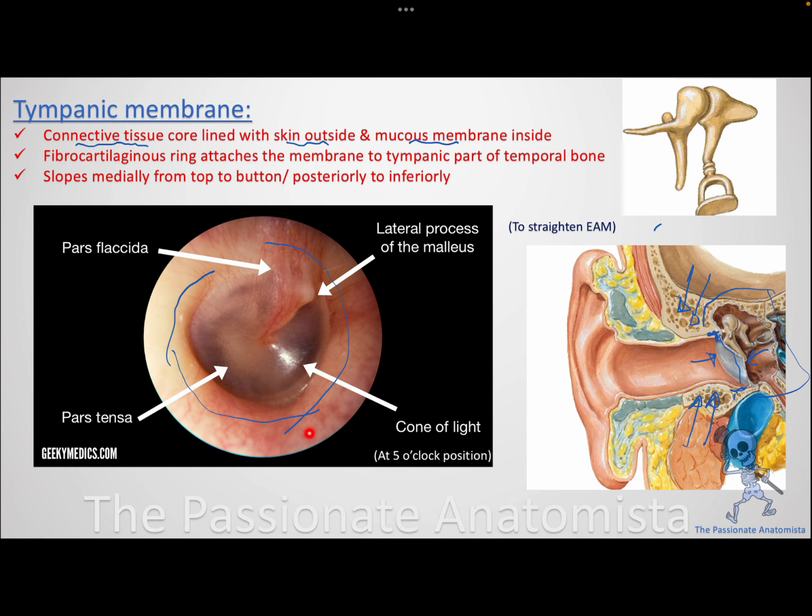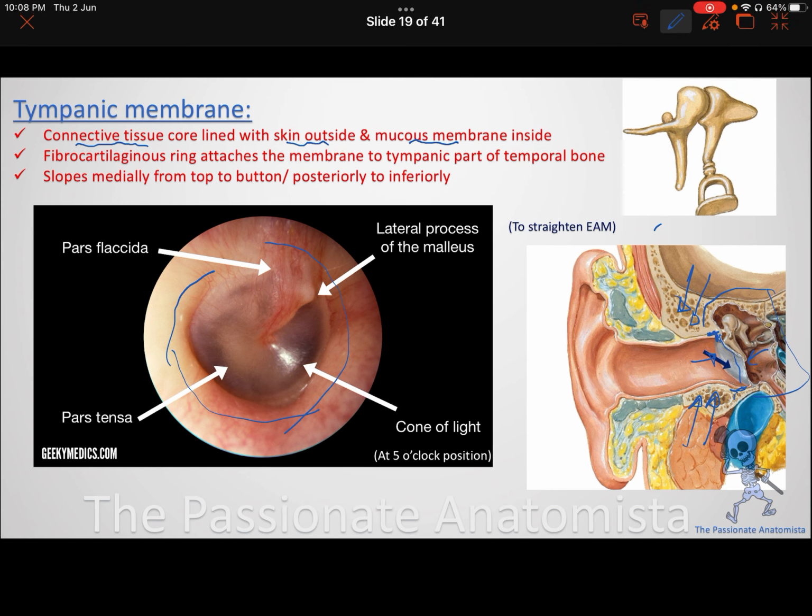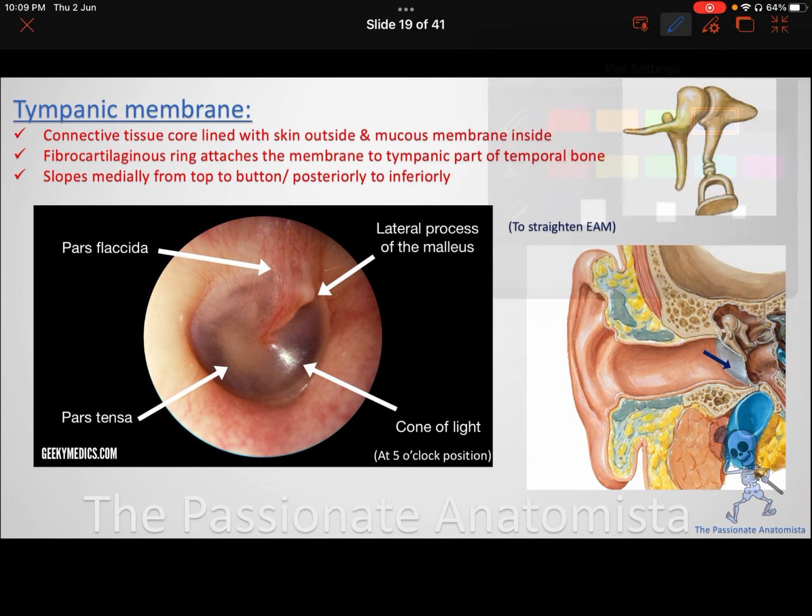What's important for you to know is that the eardrum is actually sloping from top to bottom, posterior to anterior. That will take you to a very important point. Can you see this animation? Can you see how the sloping goes? Let me clear the markings. Can you see this arrow here? This is showing how the sloping of the eardrum is. Can you see the other arrow?